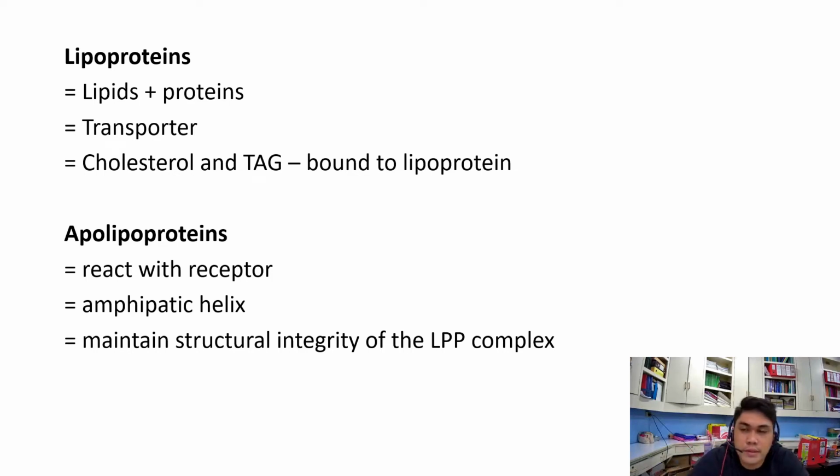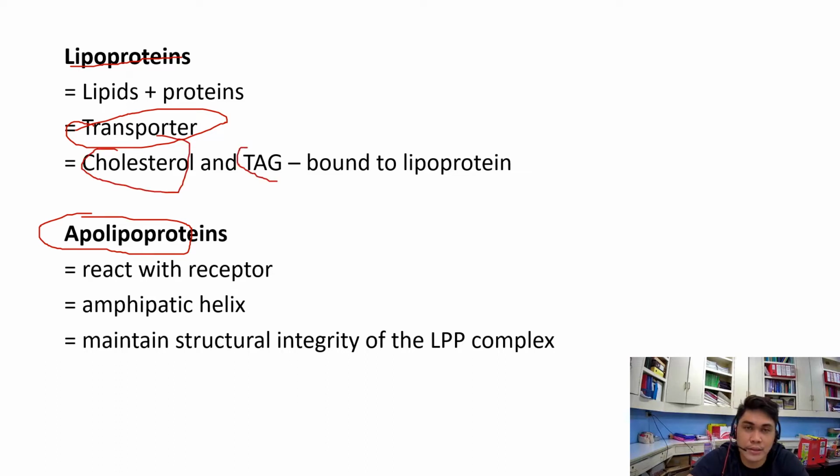Okay, so today we'll continue our discussion regarding lipids, and we'll talk about lipoproteins today. Lipoproteins are a combination of lipids and proteins, and the protein component of lipoprotein is called apolipoprotein. The function of lipoprotein is to transport substances like cholesterol and triglyceride. So the transport mechanism, or the carrier protein, of cholesterol and triglyceride is the lipoproteins.